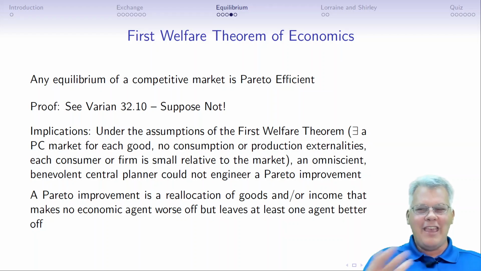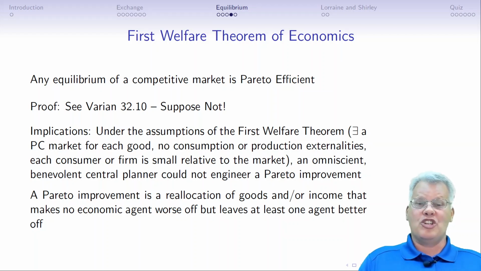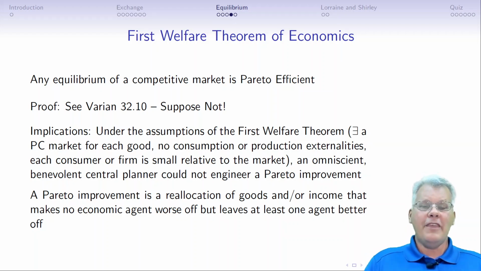So if we think about a more general exposition of general equilibrium theory, the assumptions of the first welfare theorem are, and I put them in parentheses here, there exists a perfectly competitive market for each good consumed. There are no consumption or production externalities, and each consumer or firm is small relative to the market. So if those conditions are met, then an omniscient, benevolent central planner could not engineer a Pareto improvement.